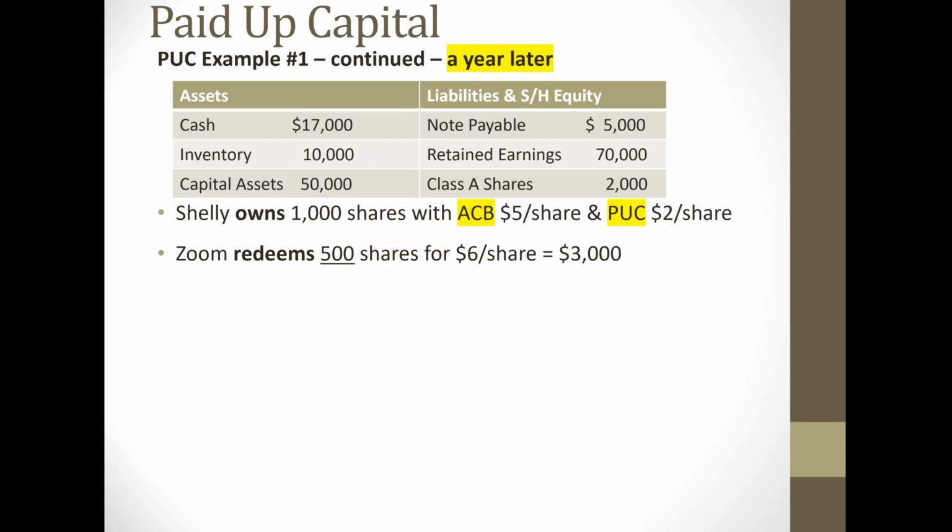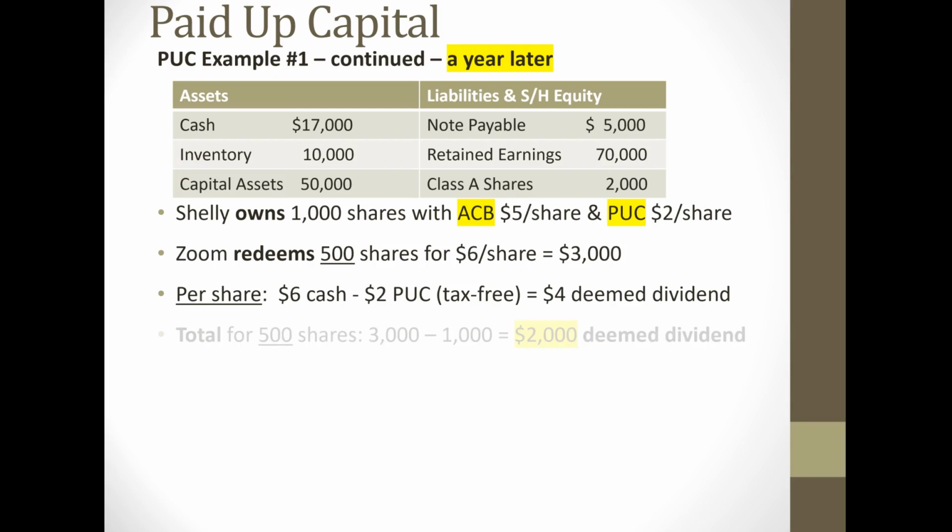So PUC will now be relevant because the shareholder is interacting directly with the company. So Zoom is going to buy back, redeem 500 shares from Shelley, and is going to give her $6 per share. So Zoom is going to give her $3,000 cash. Now, if we look at it per share, Shelley's going to get $6 per share. The amount that can be returned to her tax-free, the PUC, is $2 per share. So she is now going to be deemed to have received a dividend of $4 per share. If we look at that for all 500 shares, her deemed dividend will be $2,000.